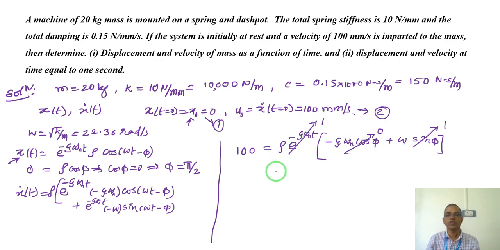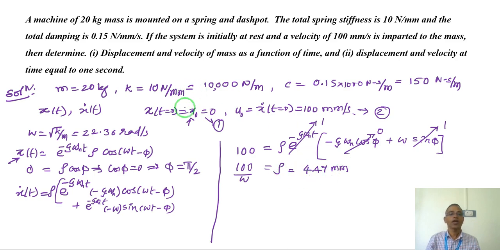So what I am left with is omega into rho is 100. So rho is equal to 100 by omega. Omega I already found out is 22.36. So rho will be 4.47 millimeter, this amplitude of vibration, because velocity is in millimeter per second.